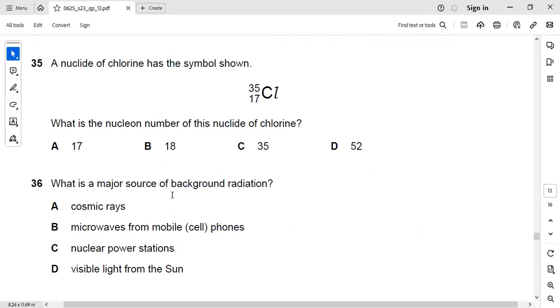What is the major source of background radiation? The radiation from outer space, primarily from the sun and celestial bodies, contributes to the background radiation. That is actually cosmic rays.